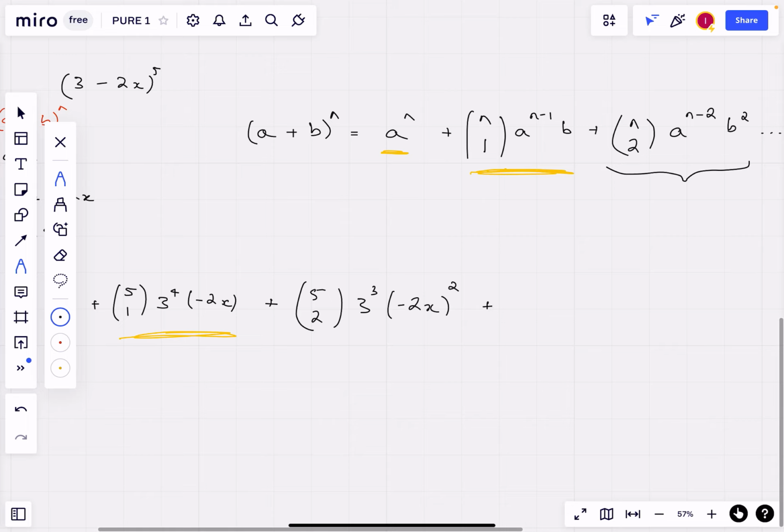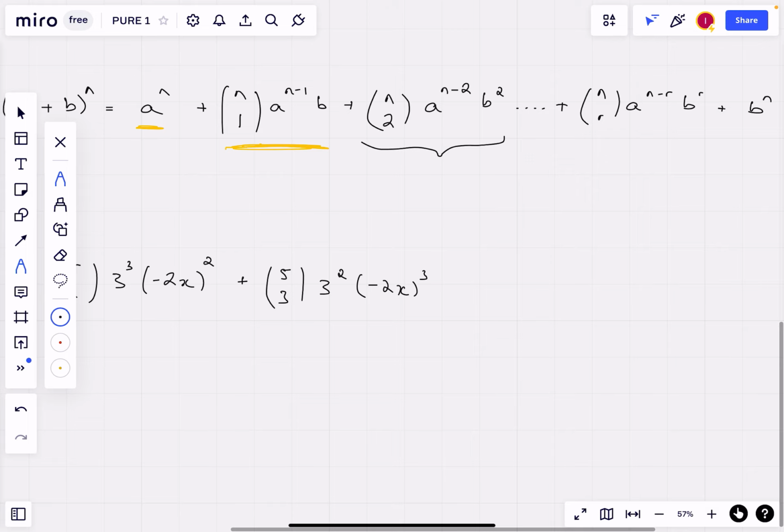Okay, the next term, 5, 3. 3 to the power of, or a to the power of n minus 3. We did n minus 1, we did n minus 2, now it's n minus 3. And then we did b squared, now we're going to do b cubed, minus 2x cubed. Do you see where this is going? It's just doing consecutive stuff.